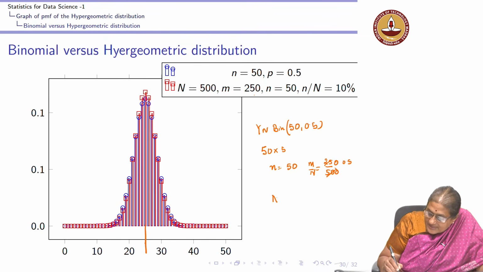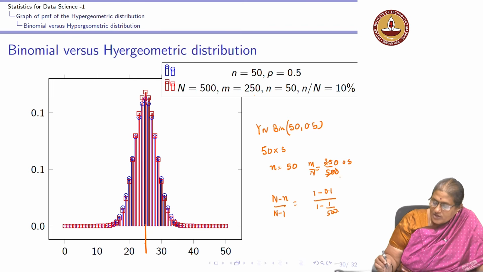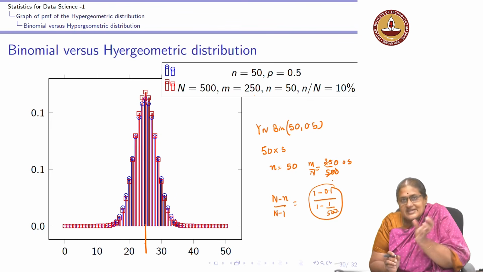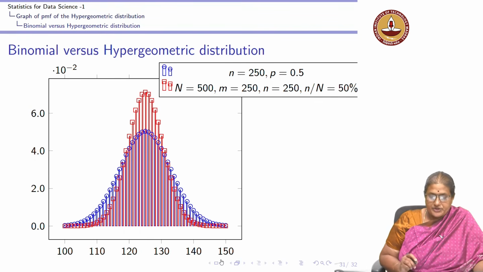Now, let us look at this term N minus n by N minus 1 here. So, this was again 1 by 10%, which is 0.1, by 1 by 500. So, you can see that the variance is actually a percentage of the variability of my Bernoulli distribution.